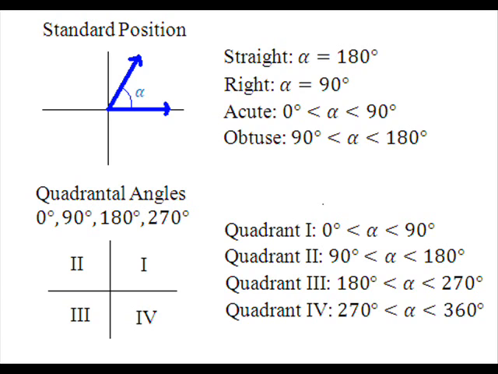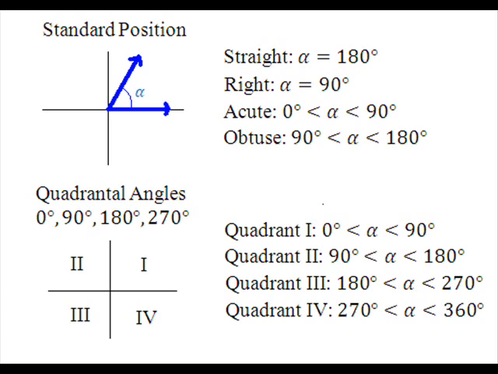A straight angle is an angle that measures 180 degrees. A right angle is one that measures 90 degrees. An acute angle measures between 0 and 90 degrees, and an obtuse angle is one that measures between 90 and 180 degrees. A quadrantal angle is an angle with its terminal side on an axis. The quadrantal angles less than 360 degrees are 0, 90, 180, and 270 degrees.